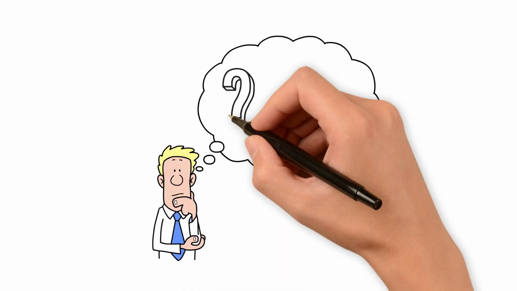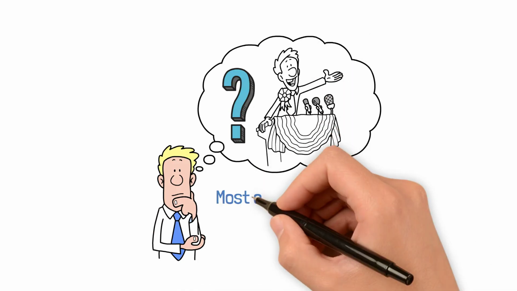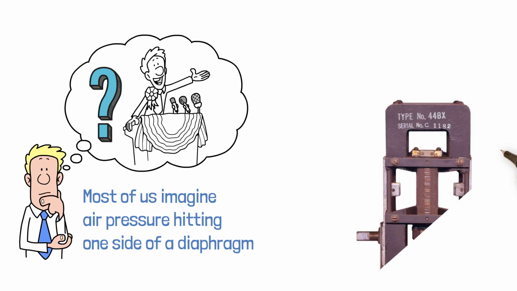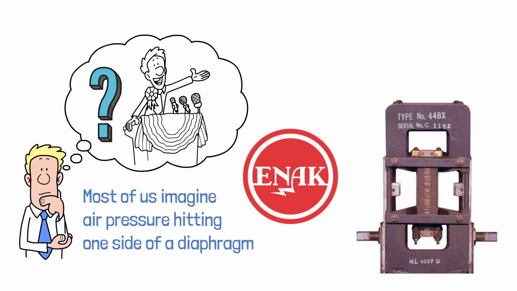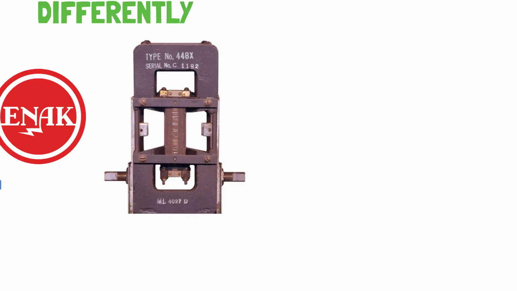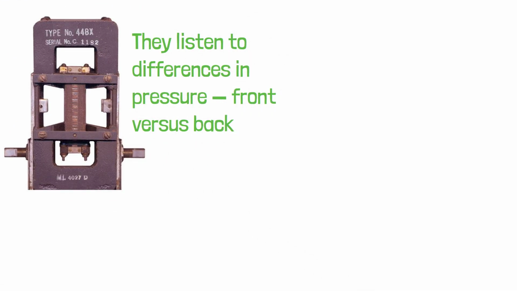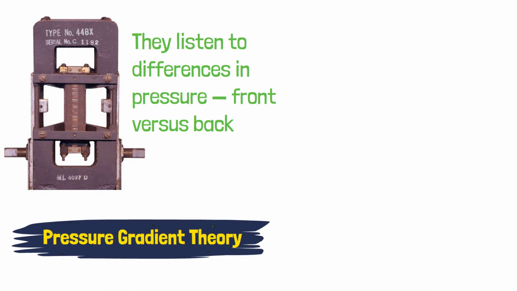When we think about how microphones hear sound, most of us imagine air pressure hitting one side of a diaphragm. But ribbon microphones, like those restored at ENAC, work differently. They listen to differences in pressure, front versus back. This is called pressure gradient theory.